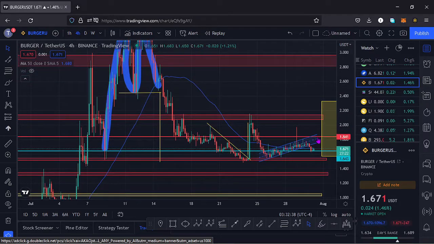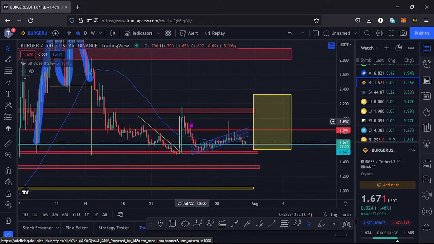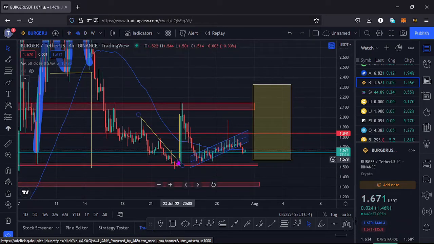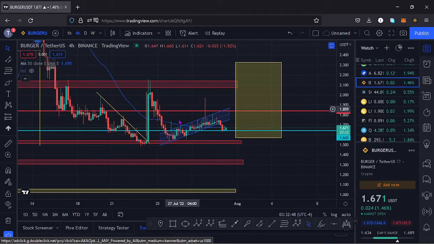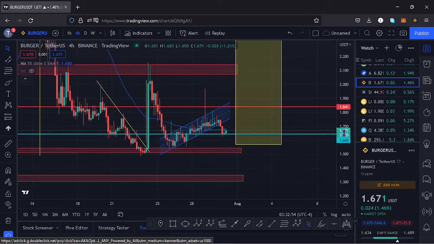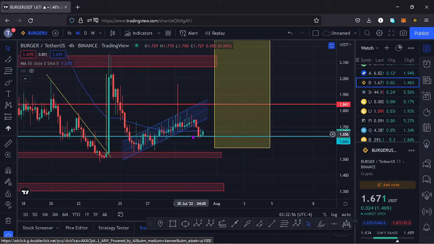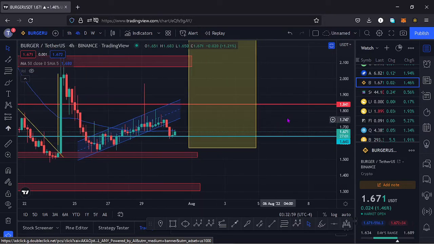And what I have here on the screen to give me the key scenarios that I expect to play out is this channel that we have been trading within. You can see the price of Burger has been ranging within this channel right here, and yesterday we had this breakout to the lower side of the channel, and that brings me to the scenarios, the first scenario that I expect to play out on this chart.